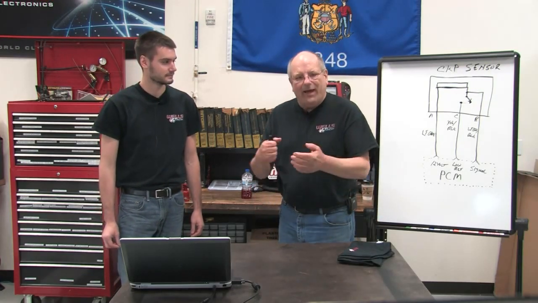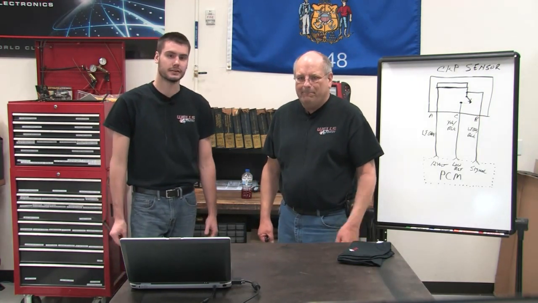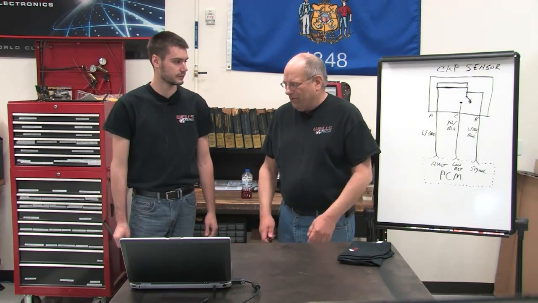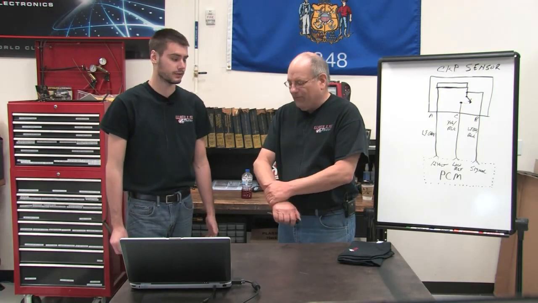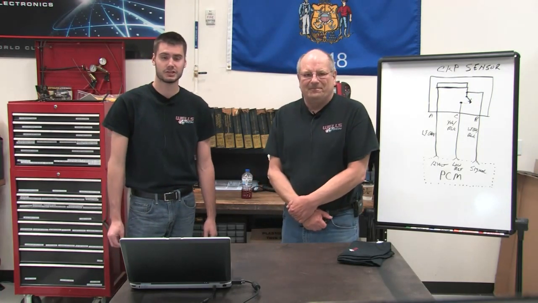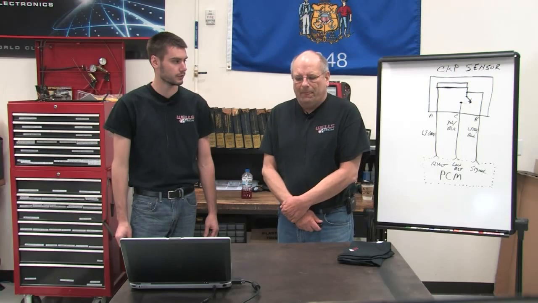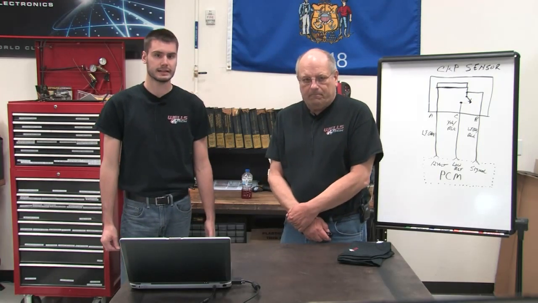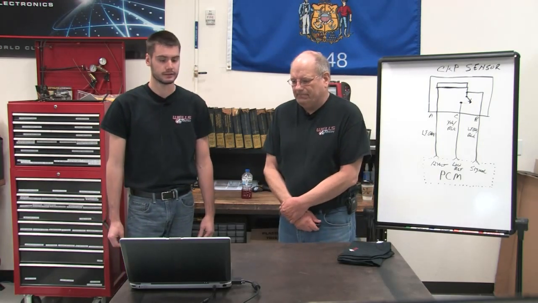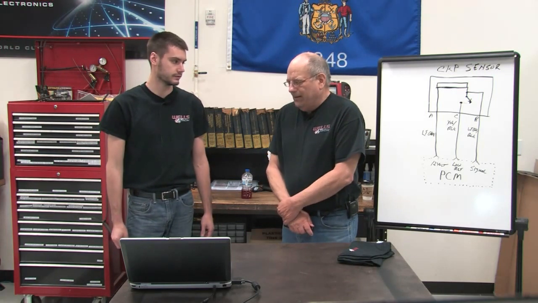What are we working on here, Mike? For starters, we have a 2002 Pontiac Grand Am 3.4 liter. The 3.4 has been around forever. It came in with a check engine light on for a P0341. And that's a cam sensor code. Right, and very common on these cars.